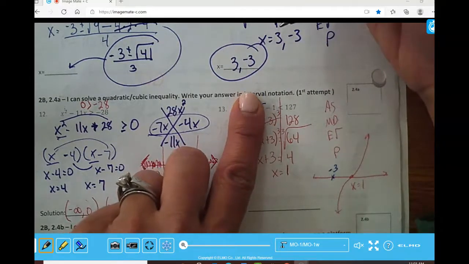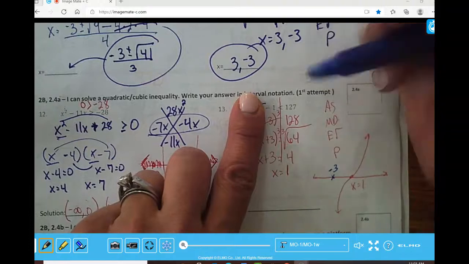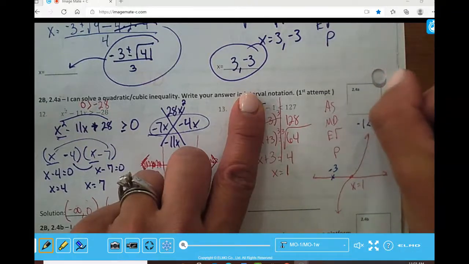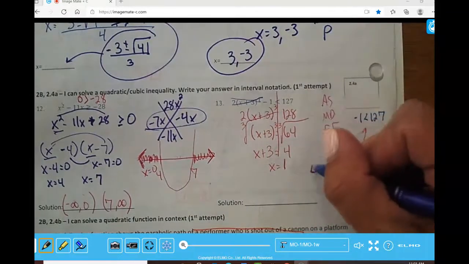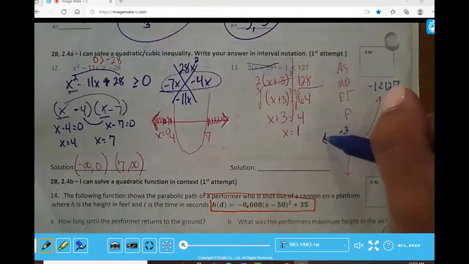And is your alligator happy? Is -1 less than 127? It is, so it does like to be on the side where we were testing. And I would just say from -infinity to 1.